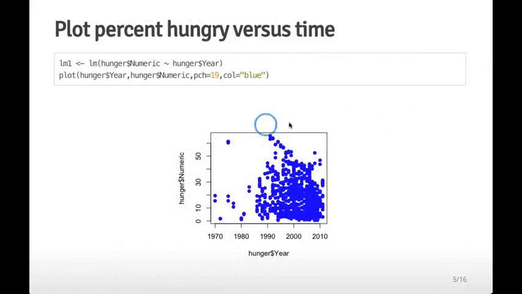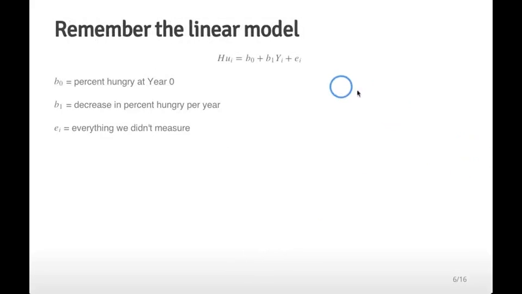The first thing that you can do is plot the time that the measurement was taken versus the percentage of children that are hungry. So remember, this numeric variable is just the percent that are hungry. And so we get a scatter plot that looks something like this. And so we could fit a linear model where we relate the percent that are hungry to the year. If we had to interpret this model, we'd say that B0 is the percent of children that were hungry at year 0, where year 0 is 2,000 years ago, and B1 is the decrease in percent hungry per year according to this linear decrease.